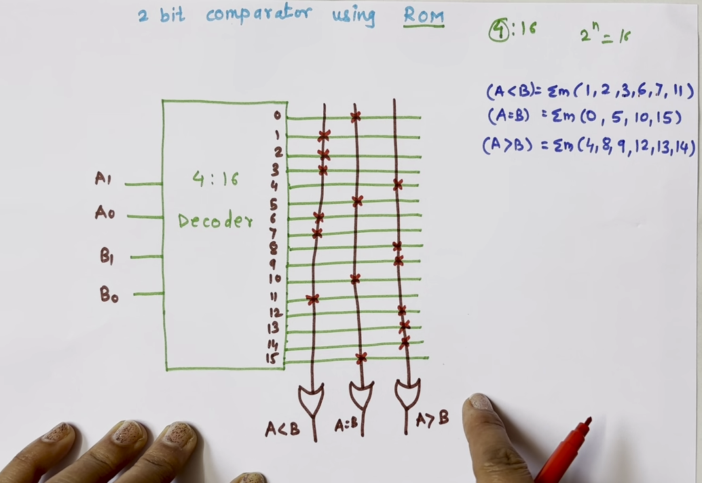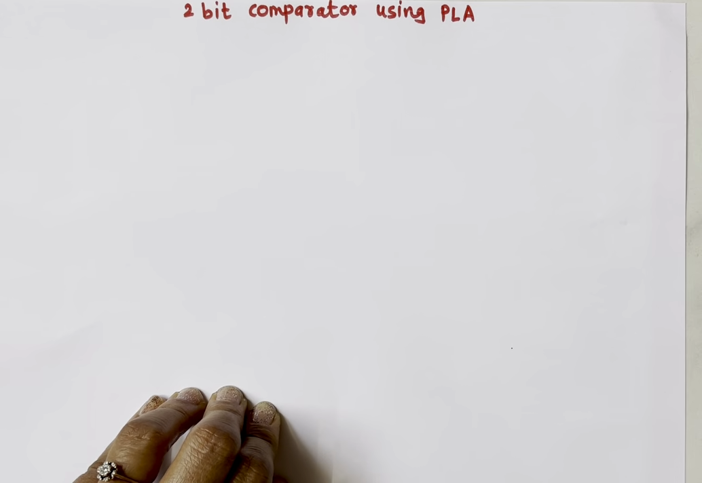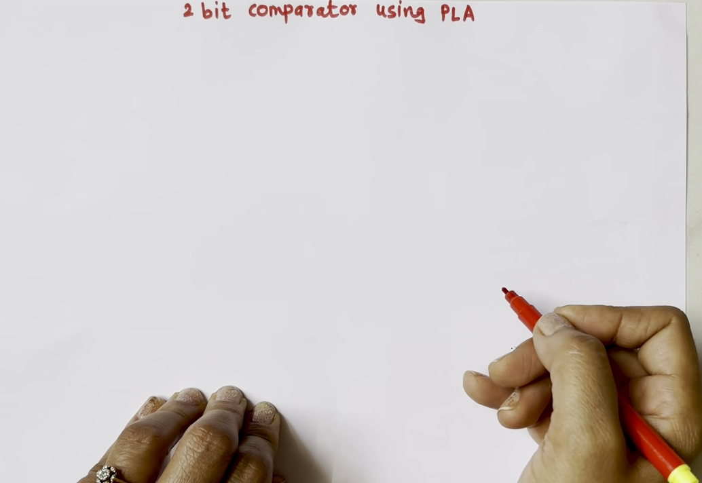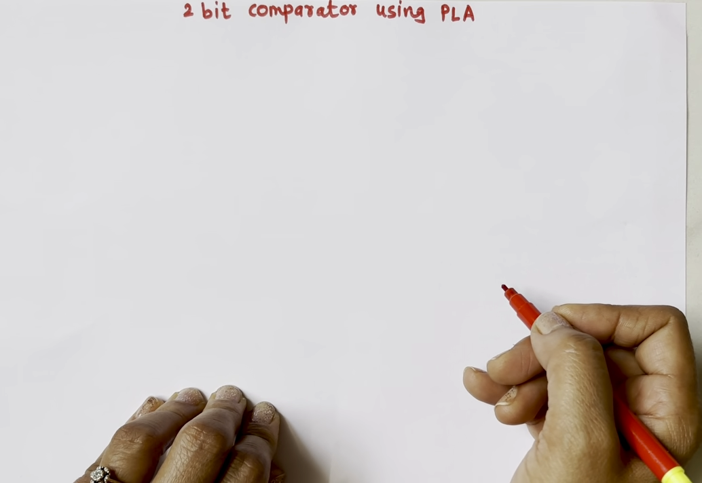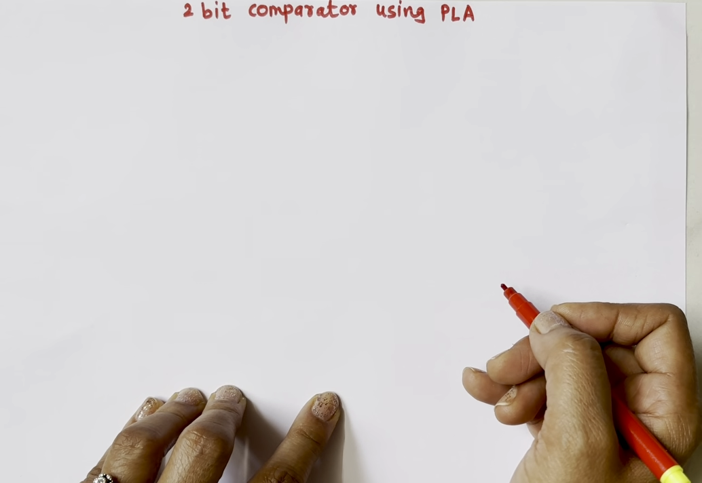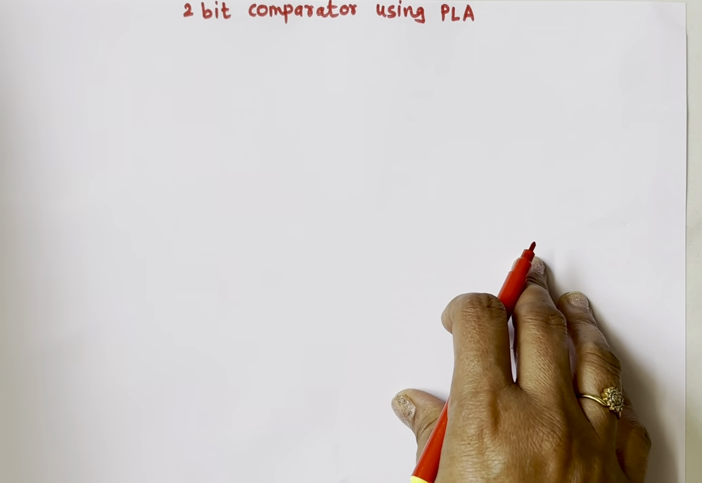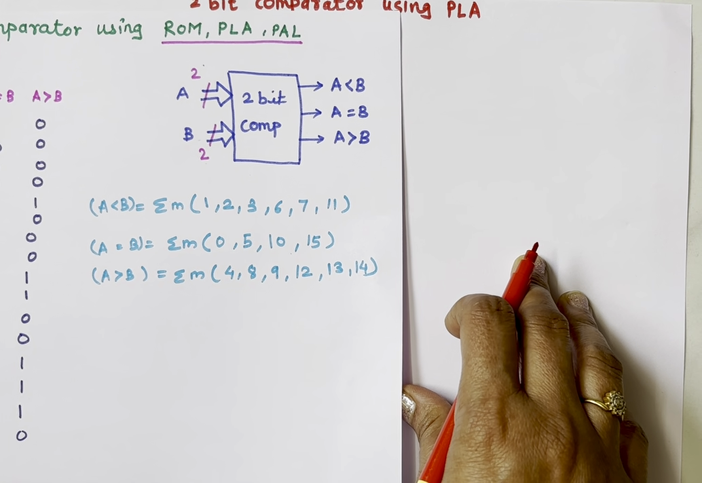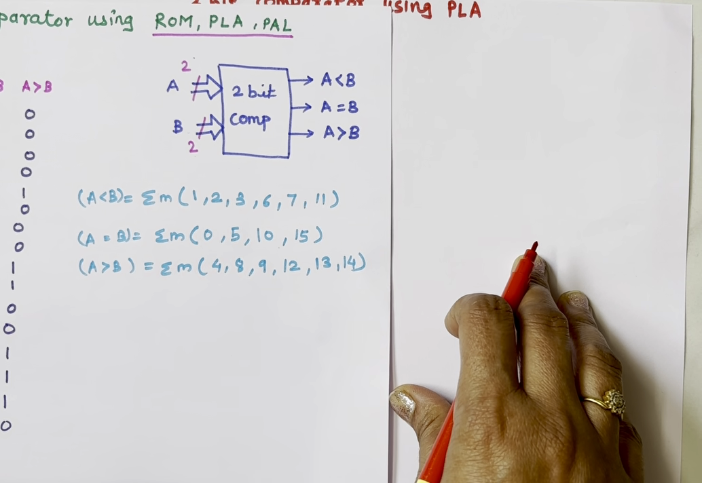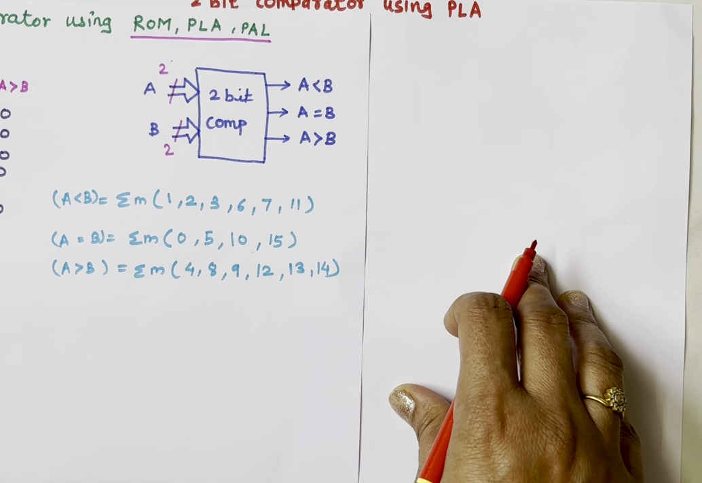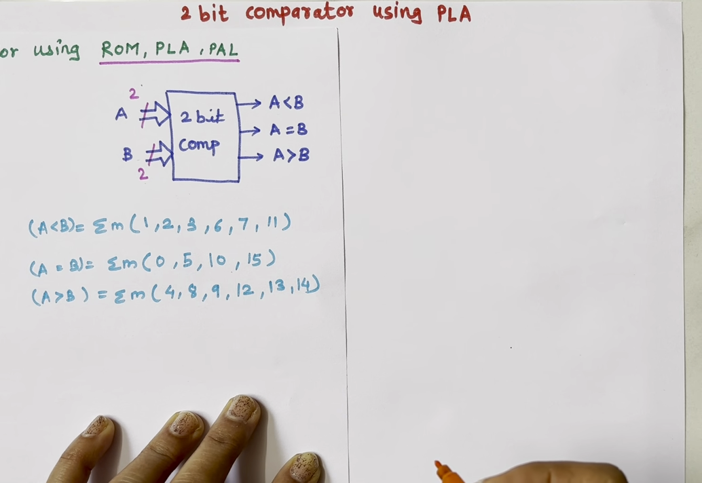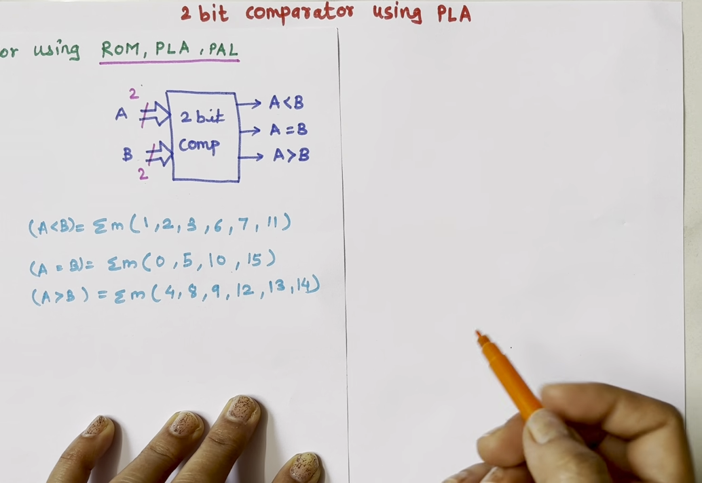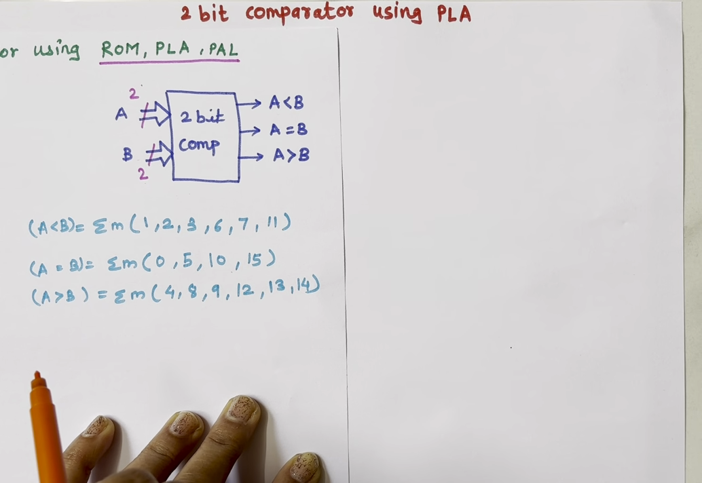Now let's see how to implement using PLA and PAL. For implementation using PLA and PAL, we need to find out equations in sum of product form. So what we have is min terms. Let's put these min terms into K-maps and let's find out equations. We have 3 outputs, so we need 3 K-maps, and you can see number of inputs are 4, so we need 16 cells K-map.